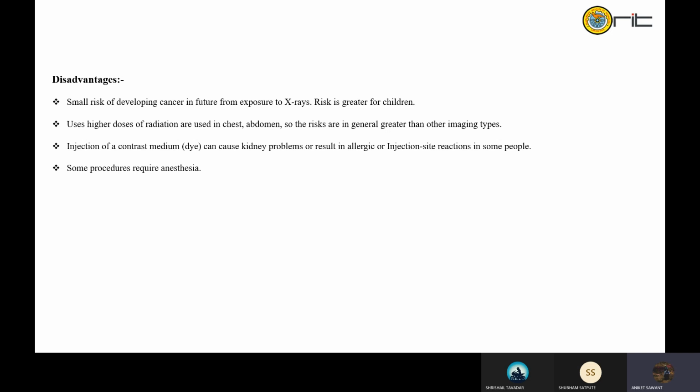Third disadvantage, injection of the contrast medium can cause kidney problems or result in allergic or injection site reactions in some people. And fourth disadvantage, some procedures require anesthesia. Next slide.